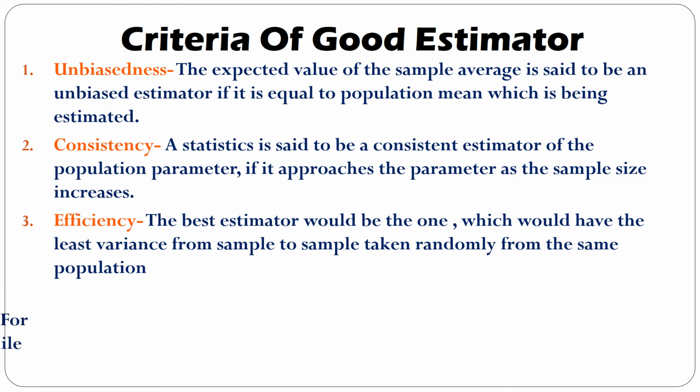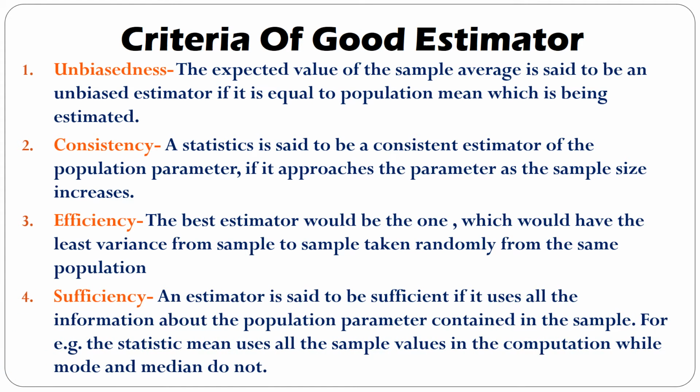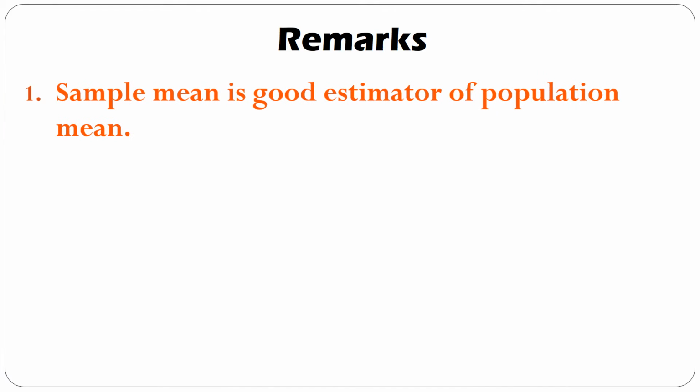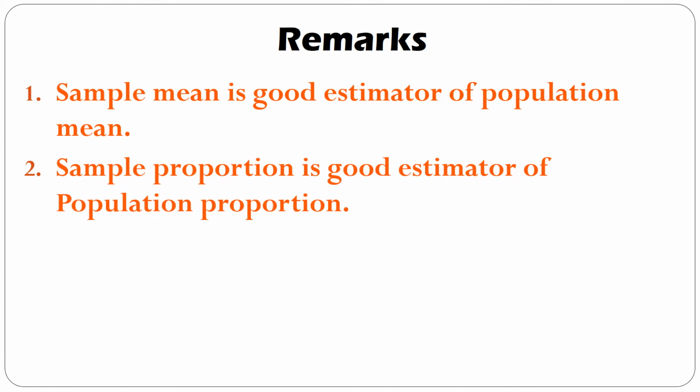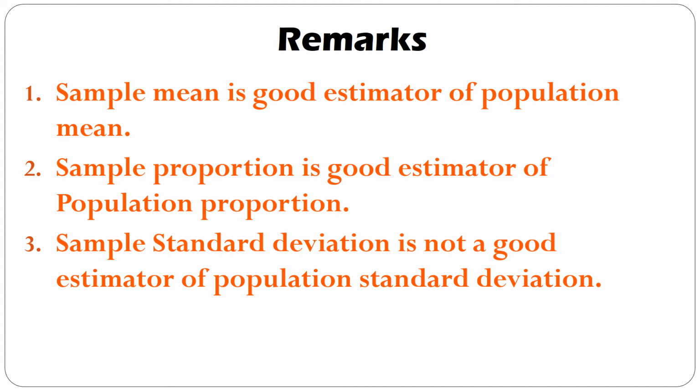the same population. Sufficiency. An estimator is said to be sufficient if it uses all the information about the population parameter contained in the sample. For example, the statistic mean uses all the sample values in the computation while mode and median do not. Remarks. Sample mean is a good estimator of population mean. Sample proportion is a good estimator of population proportion. Sample standard deviation is not a good estimator of population standard deviation.